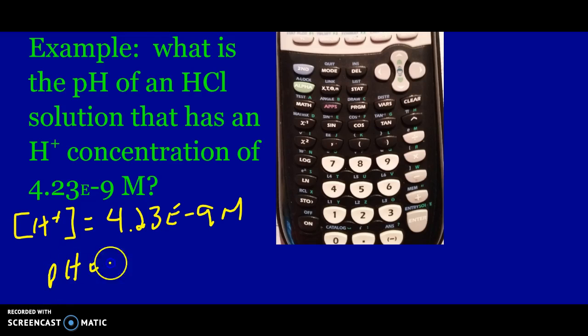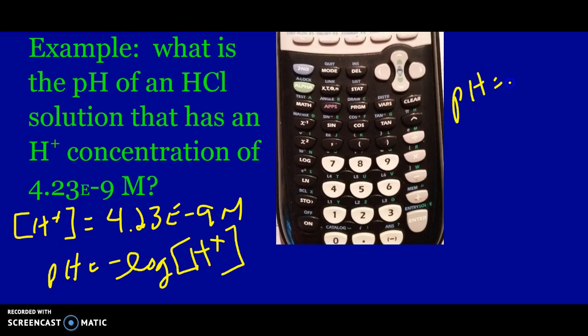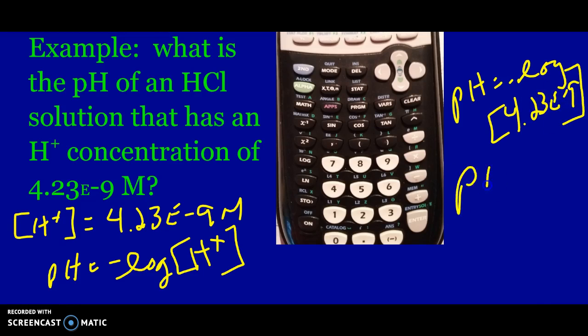pH is equal to the negative log of the hydrogen ion concentration. And I'm moving over to the side here, so I'm going to put in pH is equal to the negative log of 4.23 E minus 9. And the pH is equal to.